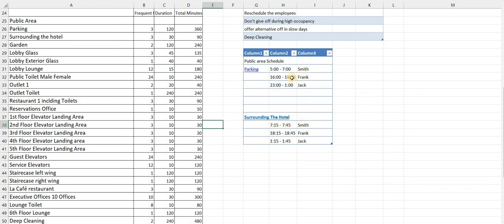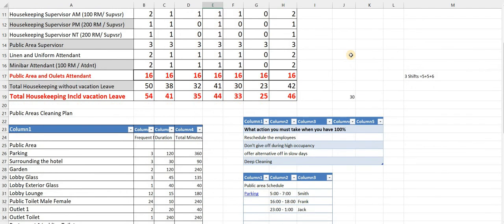Then Frank, he will finish here at 4 o'clock. He will start here at 6 o'clock, he will start here 6:15 until 6:45. Jack will finish here at 1 o'clock, 1 a.m. He will start here 1:15 until 1:45 for 30 minutes. This is how you make the schedule.